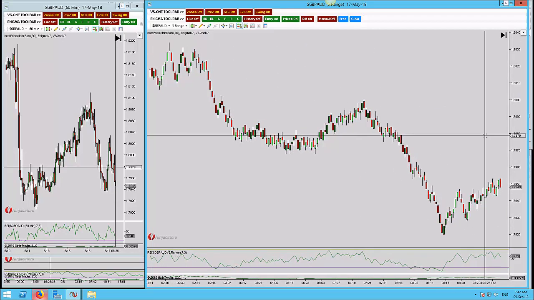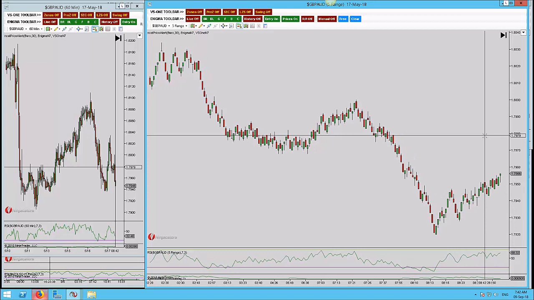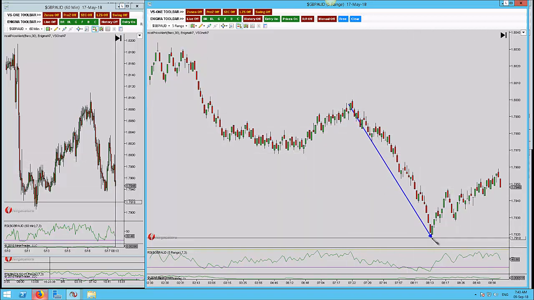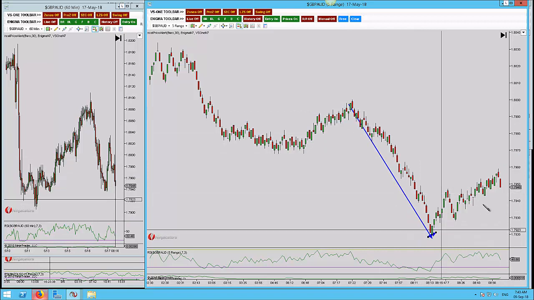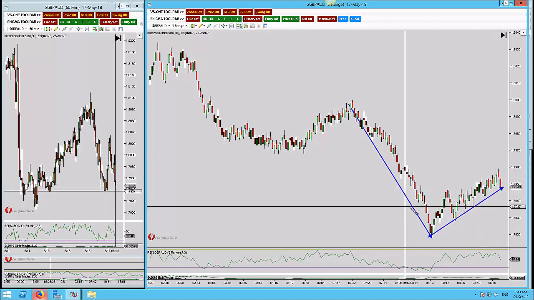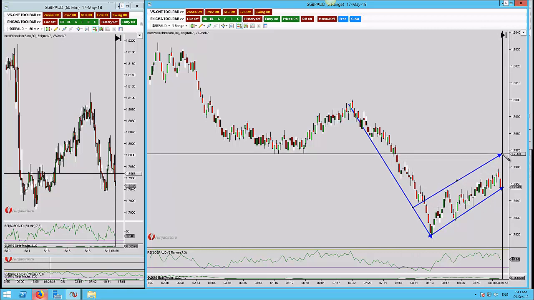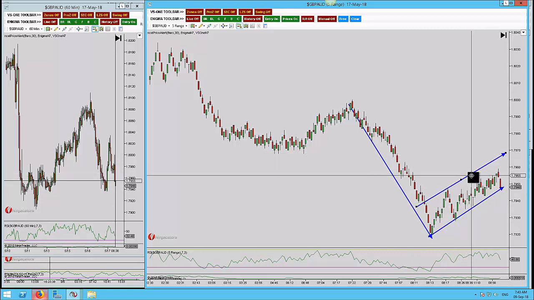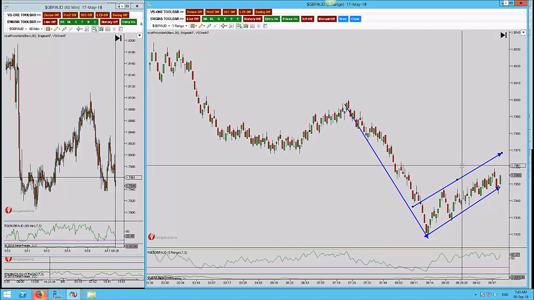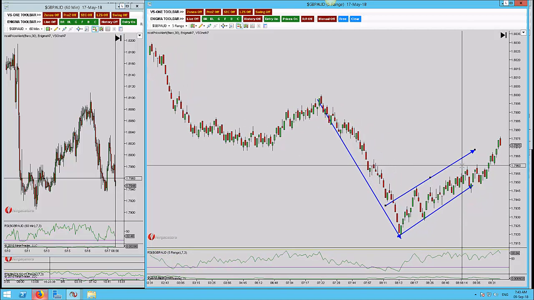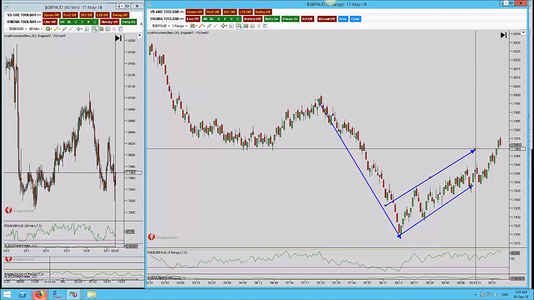Okay, potential flag here. Let's have a look at this. I don't think this is going to give us the opportunity that I want. Well, if we come back up to retest the channel, it probably will. Okay.